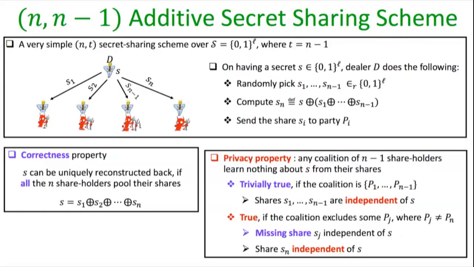So that shows that this simple scheme of dividing the secret as the XOR of n values, with those n values being the same size as the size of the secret, satisfies the requirement of an (n, n-1) secret sharing.